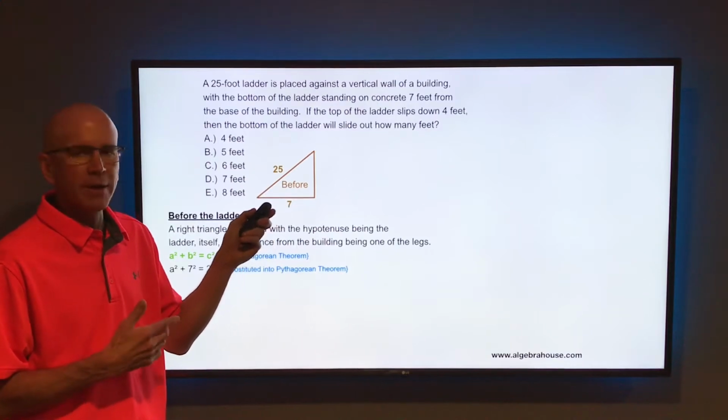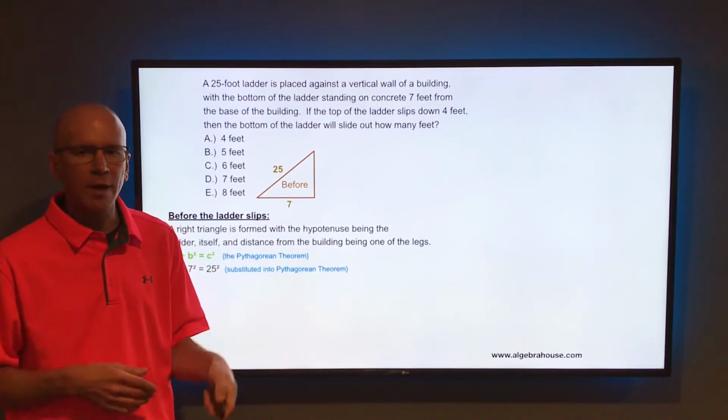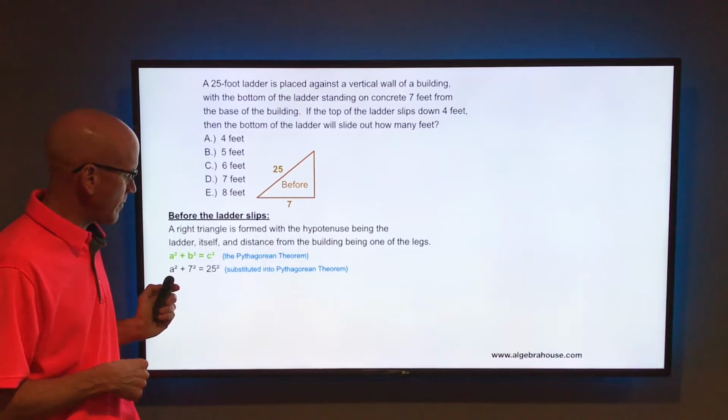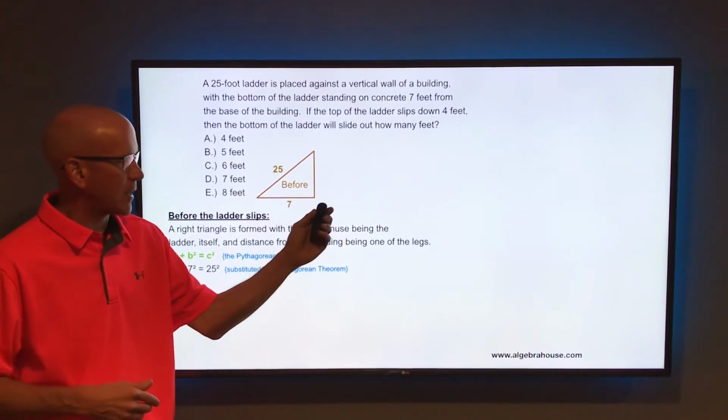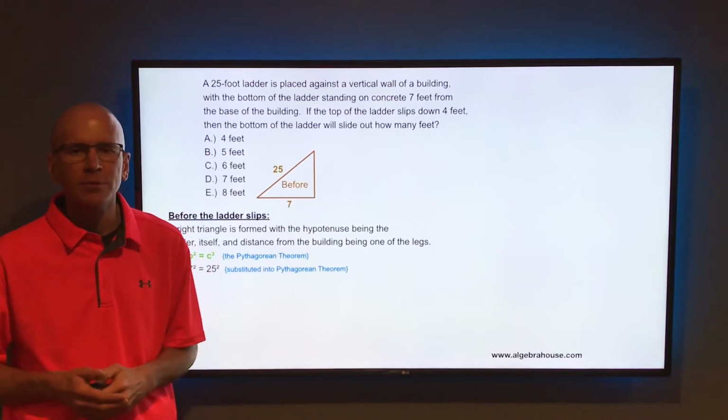So with that hypotenuse being 25, that's going to go into the Pythagorean theorem as c. The 7 could go in as either a or b. It doesn't matter. It's just one of the legs. I'm going to put that in as b. So we have a squared plus 7 squared equals 25 squared. If you solve this for a, you're finding out how high up that building the ladder was placed.